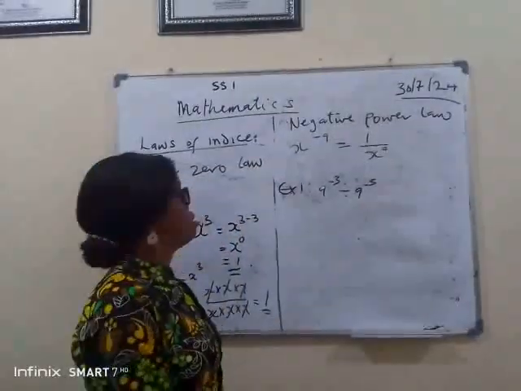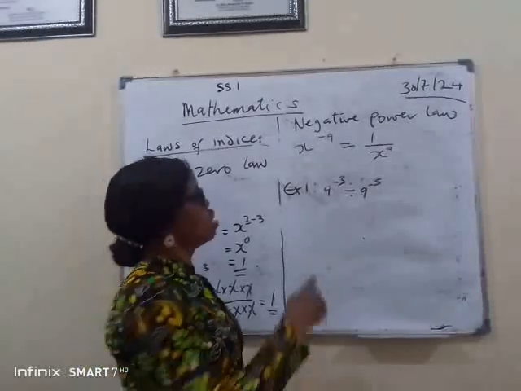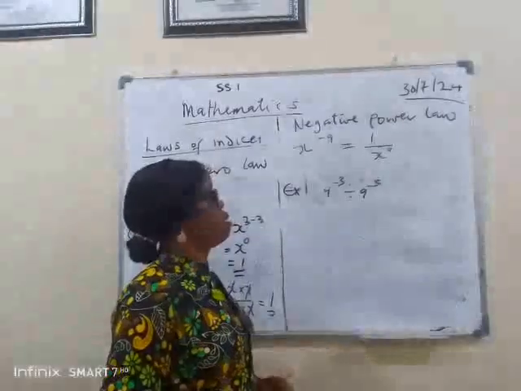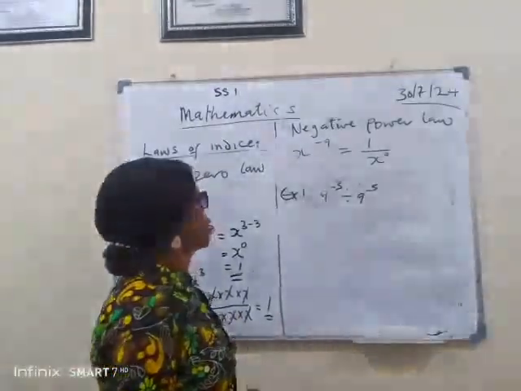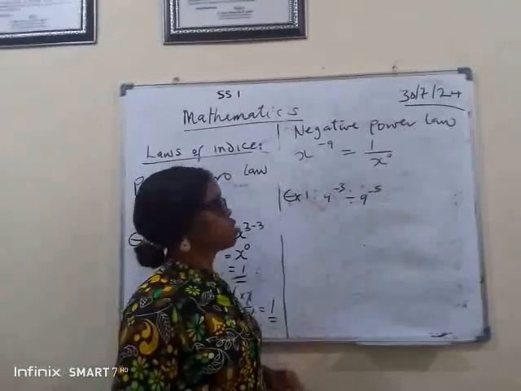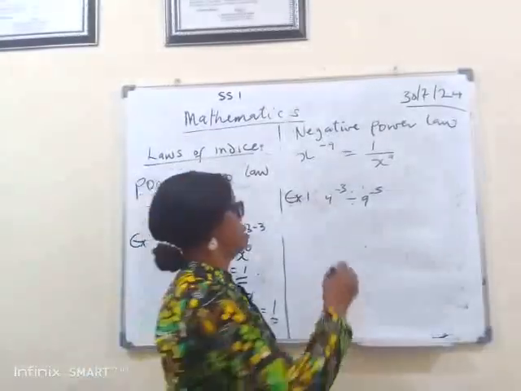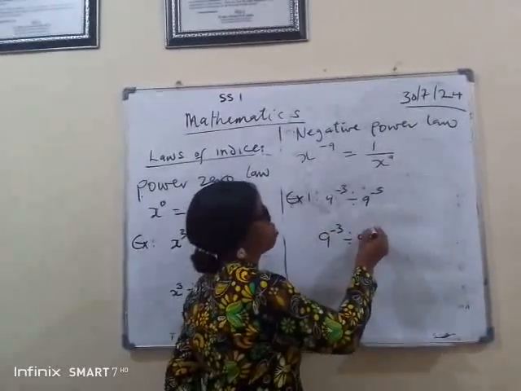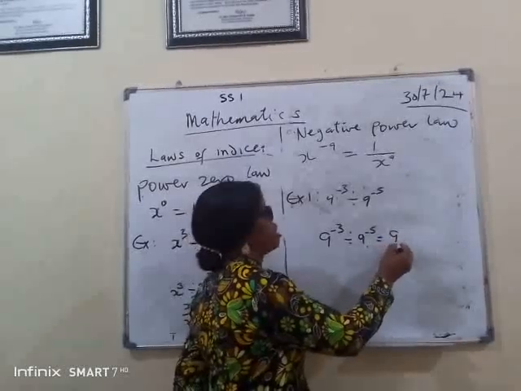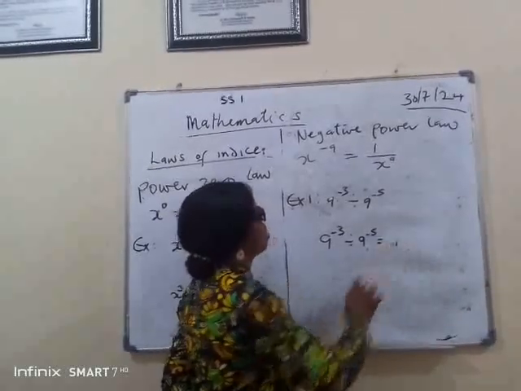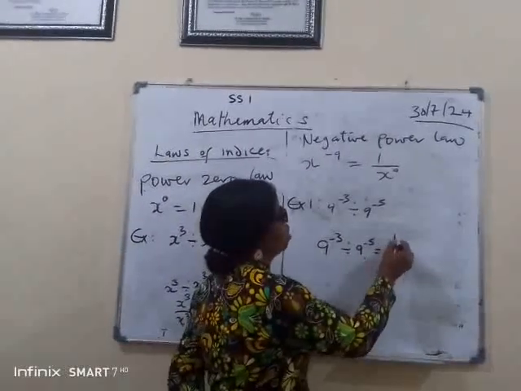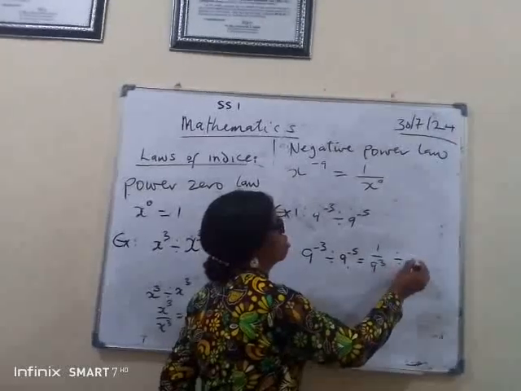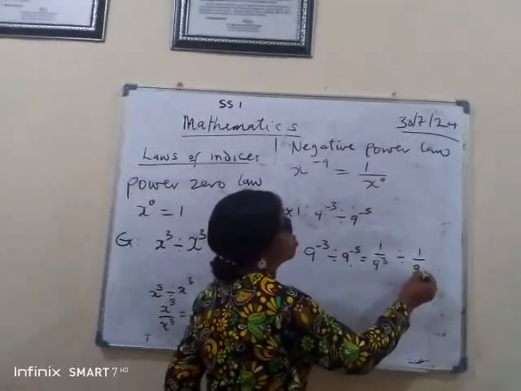Alright. Example number 1. I have a raised to power minus 3 divided by a raised to power minus 5. In that case, let me now apply this law. In solving this, I have a raised to power minus 3 divided by a raised to power minus 5. I have 1 over a raised to power 3 divided by 1 over a raised to power 5.